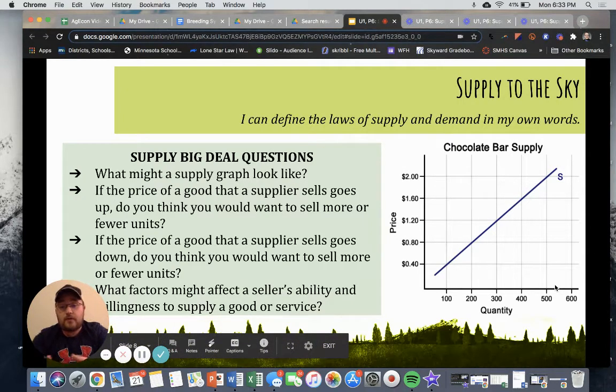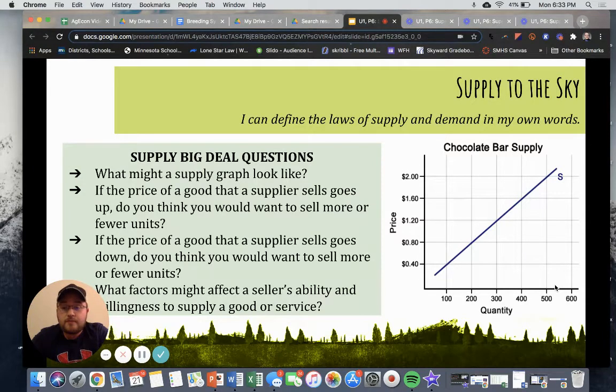Now, it's not to say that we're going to be getting all of those sold, but generally companies are going to want to produce more units that are valued at a higher price so they make more money, if that makes sense, right? So on the flip side, if the price of a good that a supplier sells goes down, do you think they're going to want to sell more or fewer units? The correct answer is fewer.